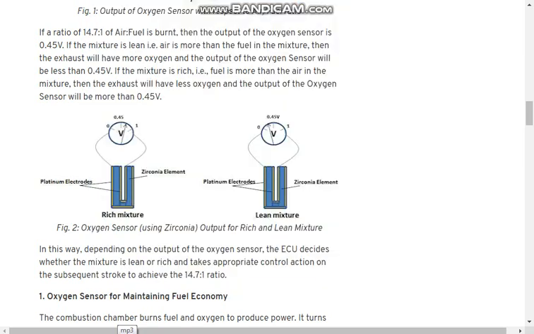Hi everyone. Now I will talk about how to cheat the second oxygen sensor for the catalyzer, if the catalyzer is stalling or is not installed, or if the catalyzer is bad. So what do we do?